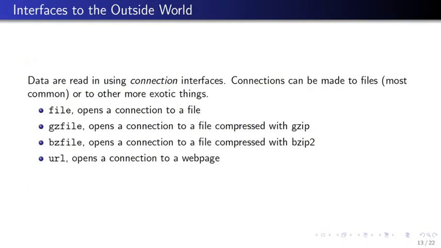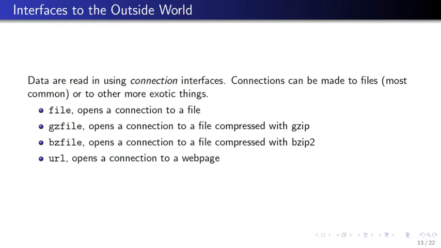Generally speaking, there are functions that are used to open up what are called connections to the outside world. Usually, the most common type of connection is to a file. So, for example, if you want to read a file, then you can create a file connection. You might want to, for example, read a compressed file. That's a slight variation on that. And most functions will do this in the background without you having to know what's going on.